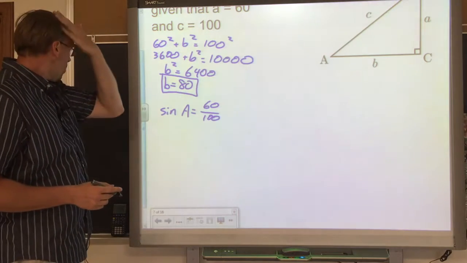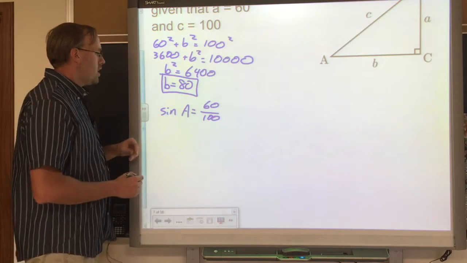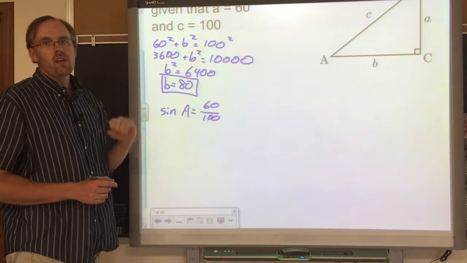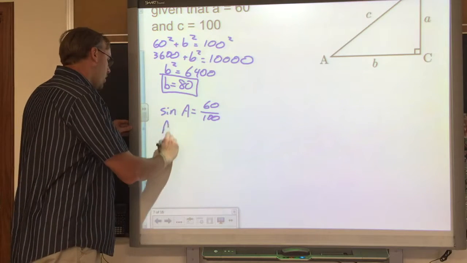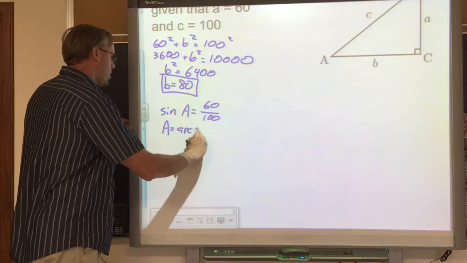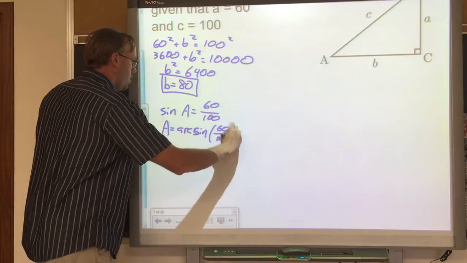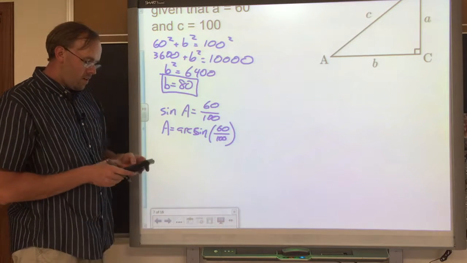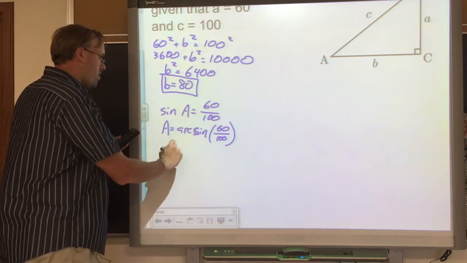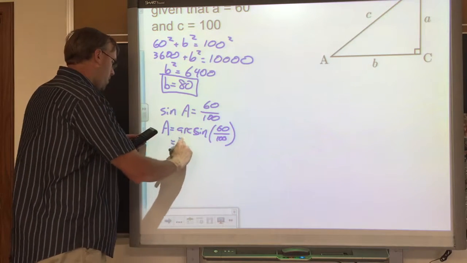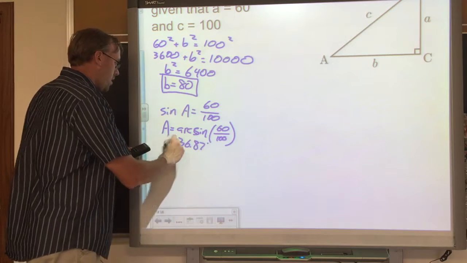But what we can do is we can say, we're taking sine of A over here. We don't want that. Instead, we want to plug in this ratio and get an angle. Well, what does that? An inverse function does that. So we're going to take arc sine of 60 over 100 and plug that into our calculator. So we're plugging in the ratio, and the inverse is going to give us the angle, 36.87. That's angle A.